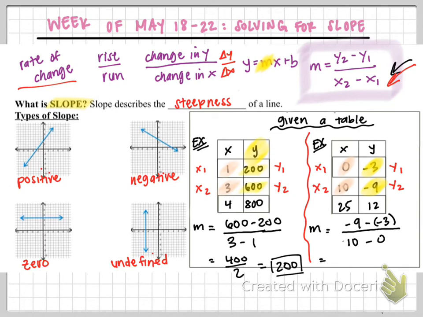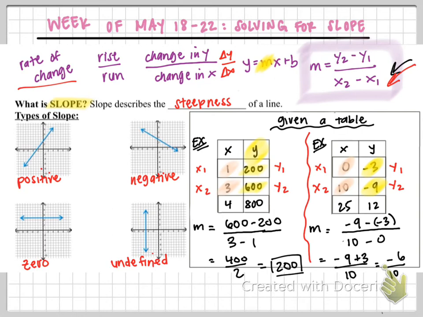Time to simplify. Okay, I have -9. A negative times a negative gives me a positive. Okay, all over 10 minus 0, which is 10. Simplify the top. -9 plus 3 should give me -6, all over 10. Okay, I do notice that I can simplify this one more step.